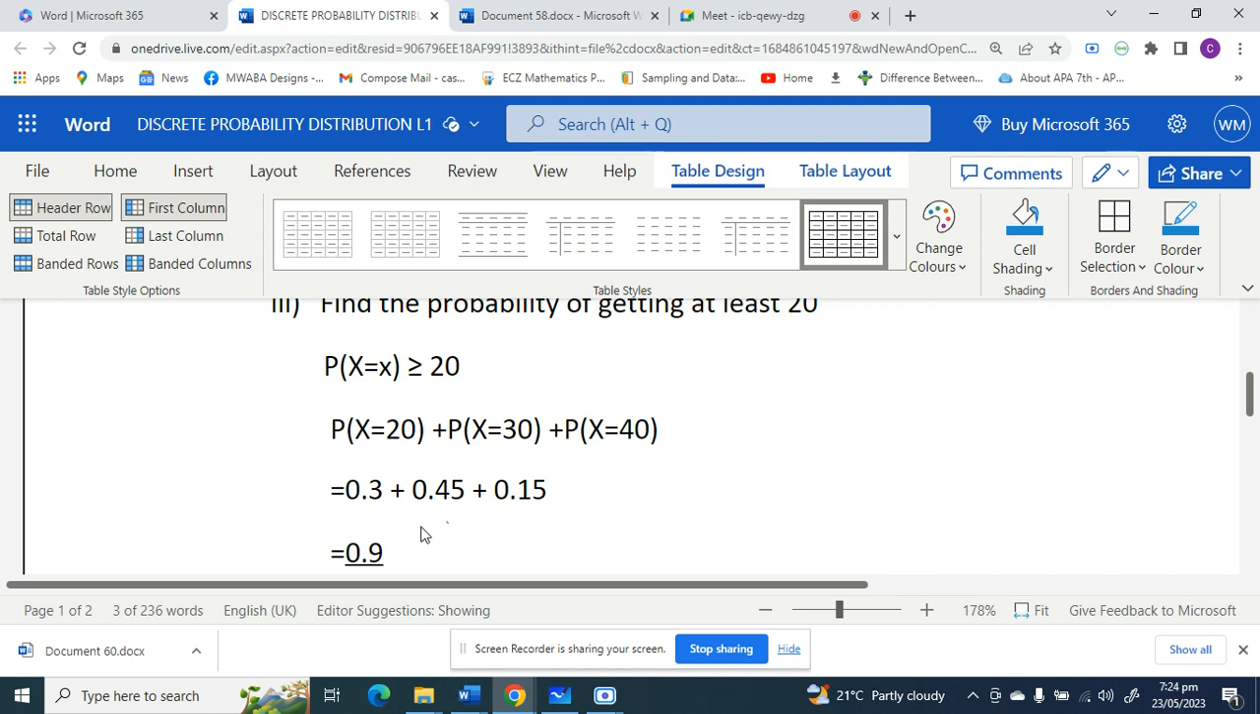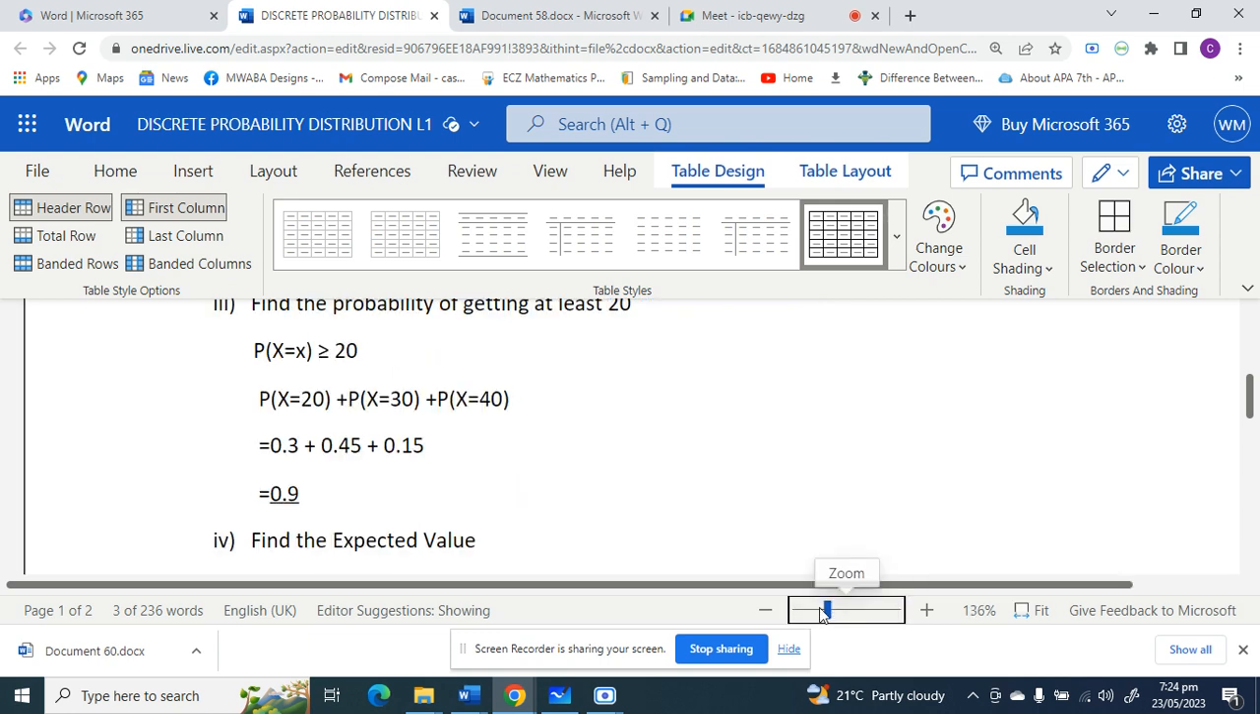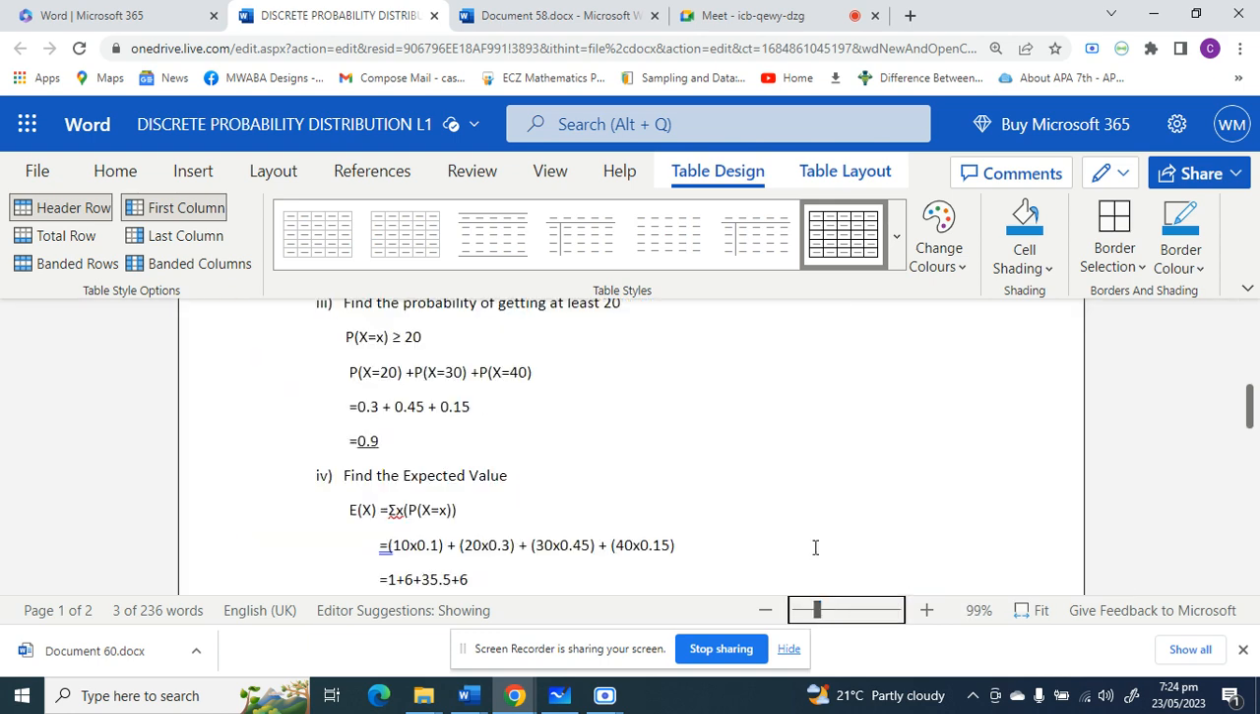So there's a 90% chance that you are going to get daily complaints of at least 20, which would be very worrying for this company. All right, it means these are the complaints that are going to be coming. So it's worrisome for this business. Any questions, colleagues?